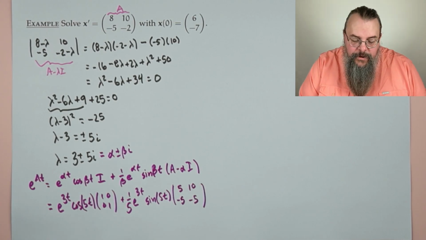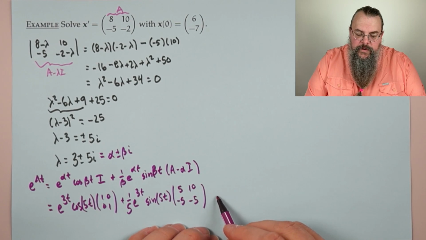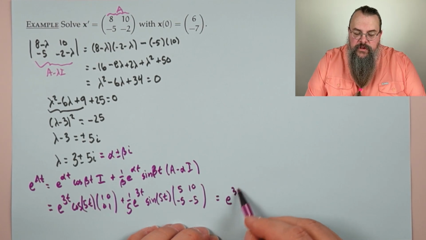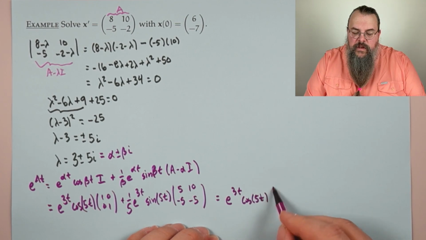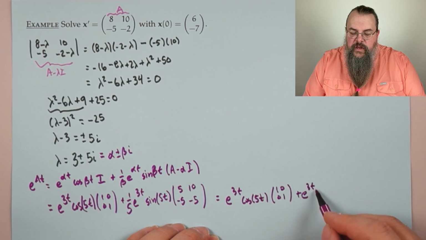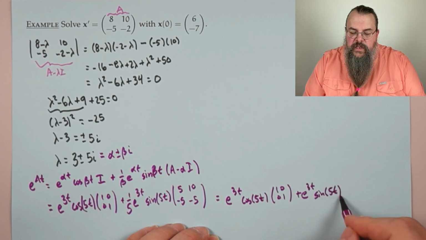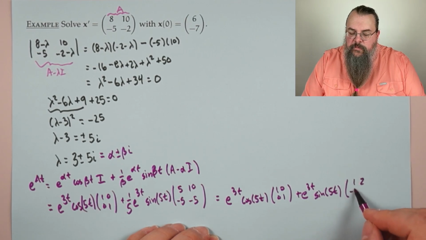All right. Well, great. Notice how you have a 1/5 there? So we can even clean this up a little bit further. We have e to the 3t cosine of 5t times 1, 0, 0, 1 plus e to the 3t sine of 5t times 1, 2, minus 1, minus 1.